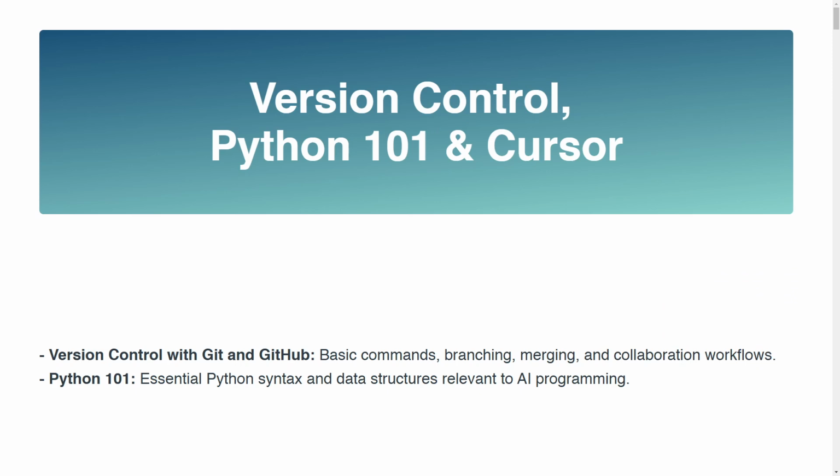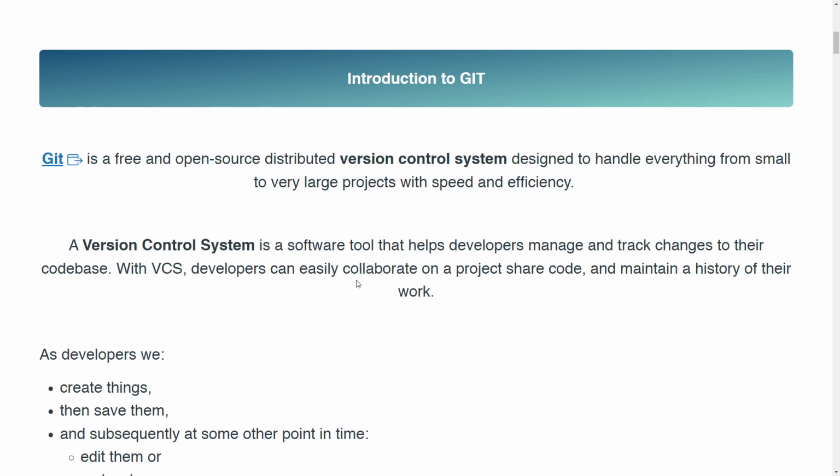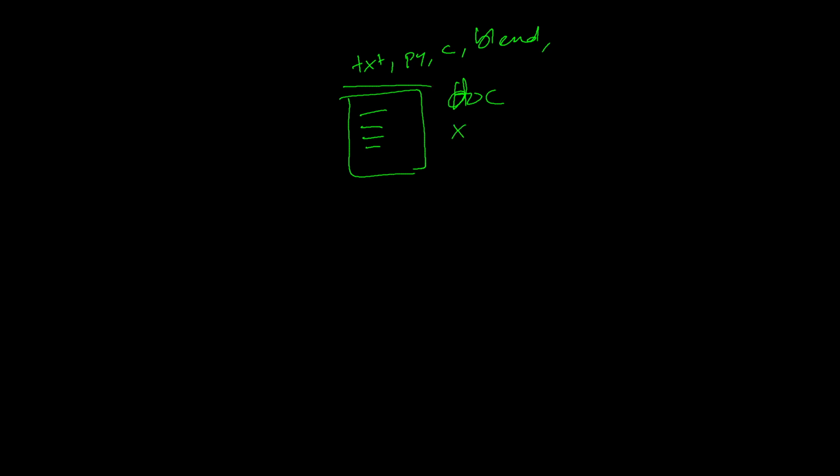Now, what is version control? Version control is built on Git, but we'll talk about version control first. Let's say you have a file and you added some content to it. This file can be a text file. It can be a Python file. It can be a C file. It can be a Blender file, which is 3D animation software. It can be your doc file, which is Microsoft Word. It can be an Excel sheet, anything. So imagine any file. You made a change to it.